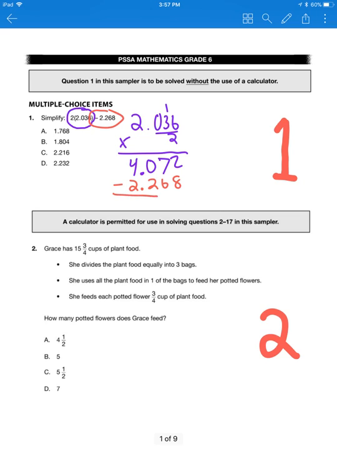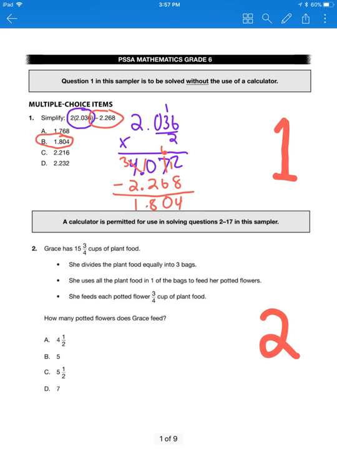2.268. So now I'm going to do some borrowing. 12 minus 8 is 4, 6 minus 6 is 0, 10 minus 2 is 8, and 3 minus 2 is 1. So you should have B, 1.804.